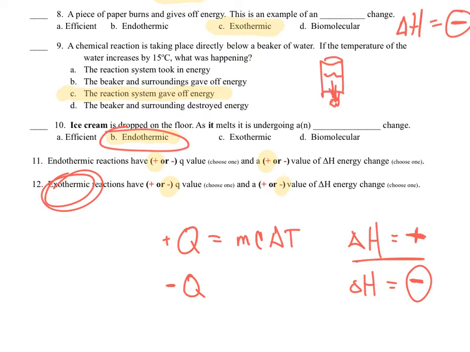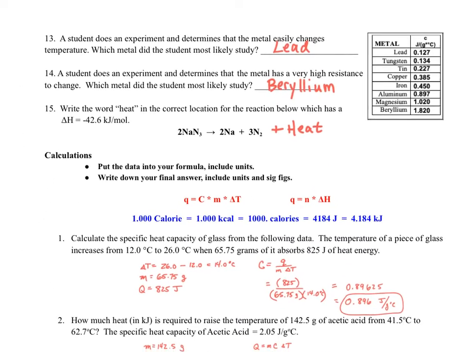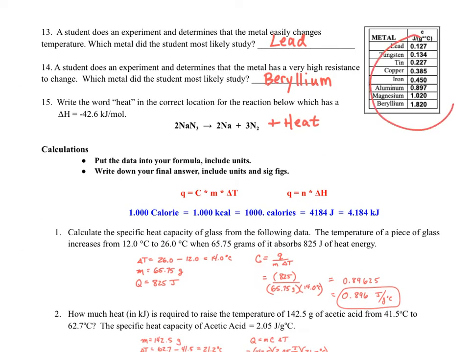Those are the first few questions. Question 13, a student does an experiment and determines that the metal easily changes temperature. Which metal did this student most likely study? Well, these numbers tell you basically how easily something can absorb heat. So whatever one's the smallest number, which is lead. In the next one, a student determines the metal has high resistance to change, so it takes a lot of heat to make its temperature change. That would be the one with the biggest number, beryllium.